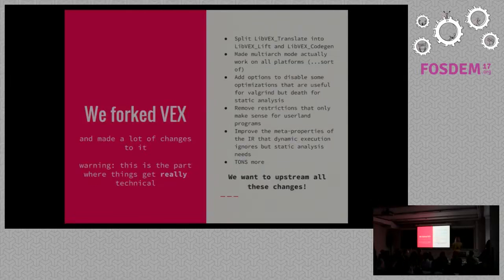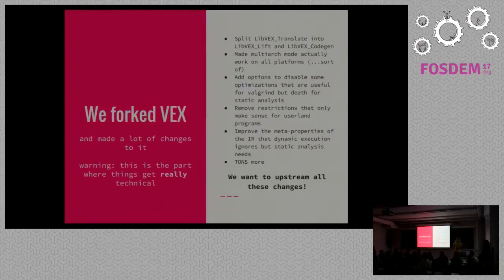And then one of the final things that we want to do is just generally improve the meta properties of the IR that dynamic execution ignores, but static execution really, really needs. Like, for example, making sure that all the jump kinds are always accurate. So at the end of each VEX block, when you translate from one block of VEX IR to another, there is a jump kind, which is: what kind of jump is it? Is it a boring jump? Is it a function call? Is it a function return? Is it a syscall? What do you want to do?